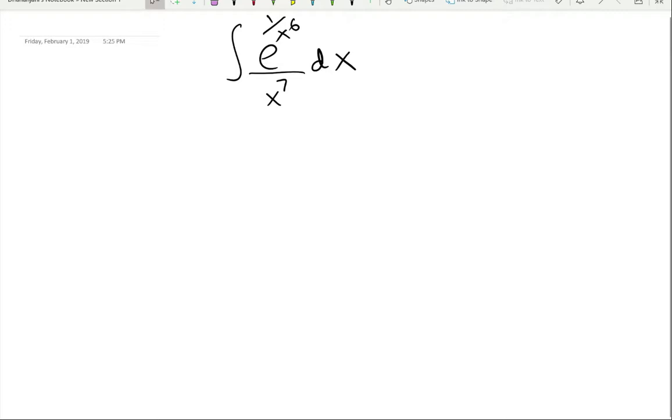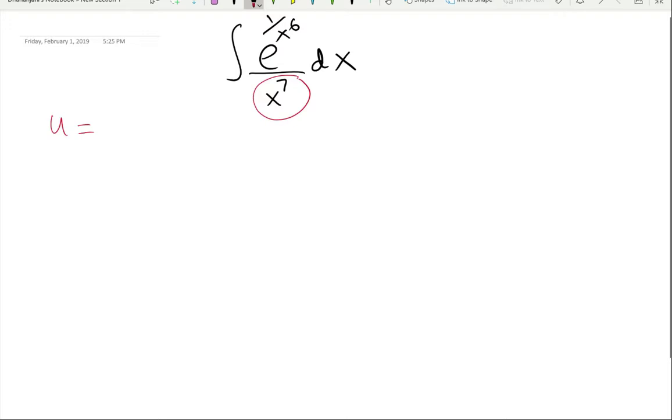As you can see, where do we start? What is the inside function here? What is your choice for you? Here the inside function, you might be thinking about two things. Is it 1 over x to the 6, or is it x to the 7, or is it 1 over x to the 7? So many choices.